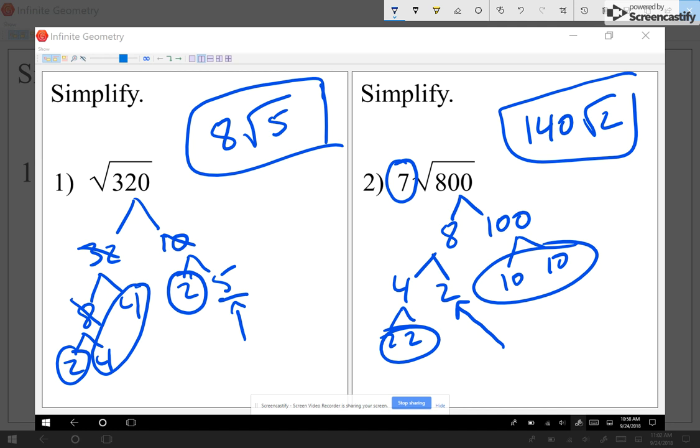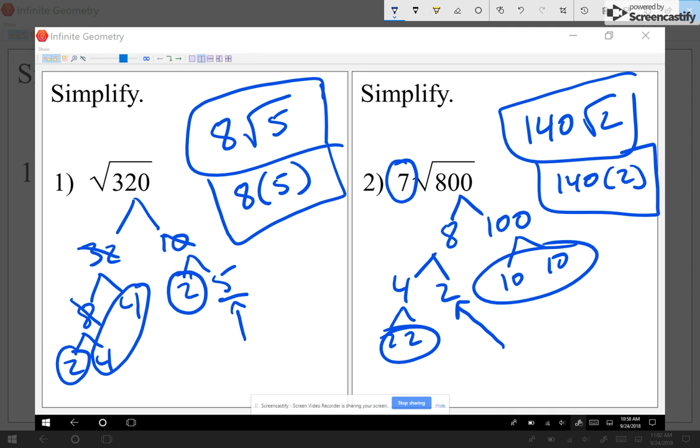So 140 radical 2. Whenever we type the answer, we cannot type the radical form, so use parentheses instead of it. So for question number 1, I'm going to do 8 parentheses 5. For question number 2, 140 parentheses 2. Is there space? No spaces, all together. On 2, what did you multiply with? On 2, I multiply the groups, the 7, because it was outside, it was a group to begin with. So 7 times 2 times 10.